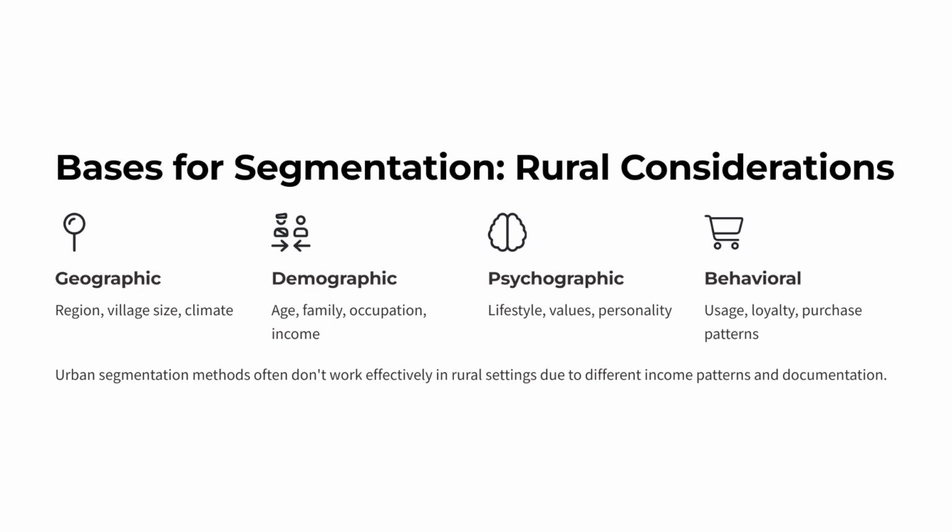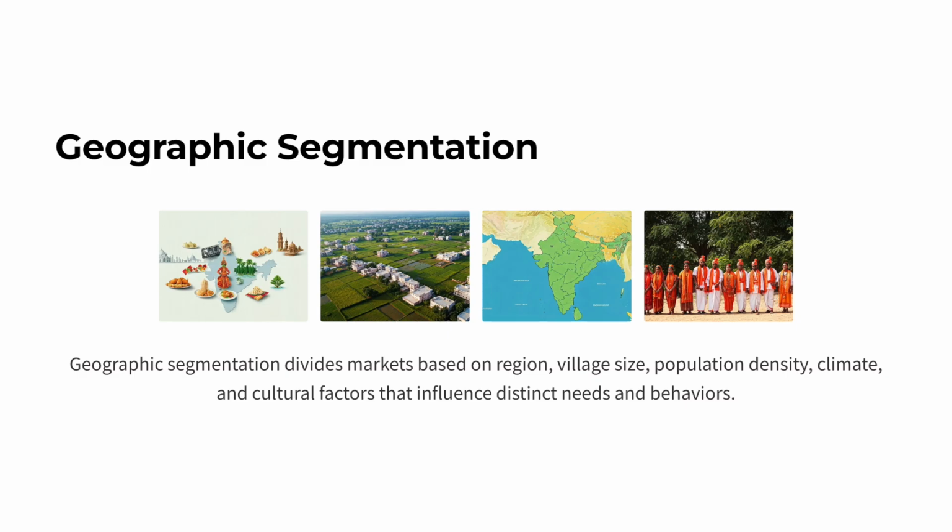We will now explore the four major ways or bases used to segment rural consumers: geographic, demographic, psychographic, and behavioral segmentation. The first base is geographic segmentation. This involves dividing the market based on geographical units such as region, state, district, village size, population density, and climate. Given India's vast size and regional diversity, rural consumers in different geographic locations often exhibit distinct needs, preferences, and behaviors.